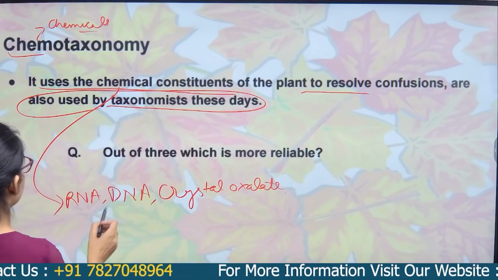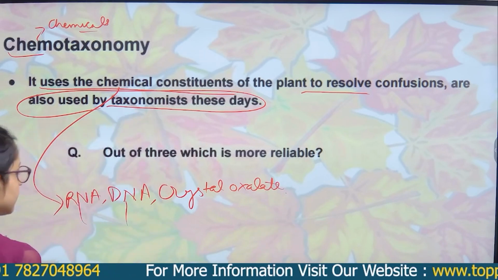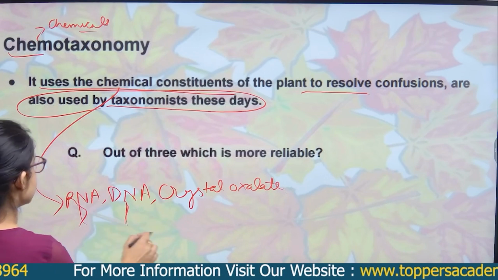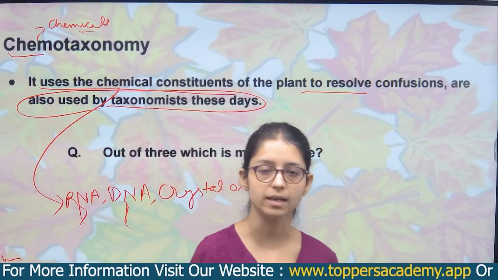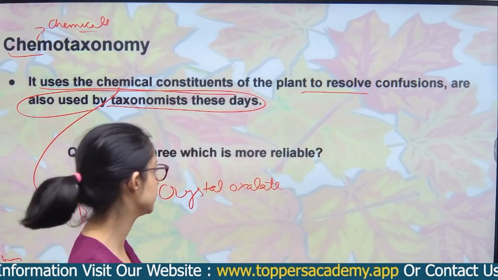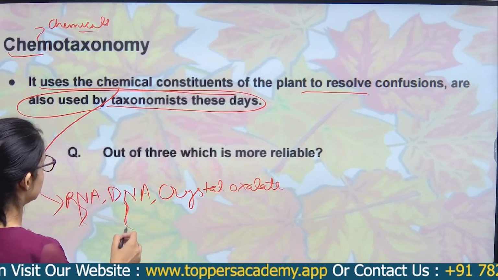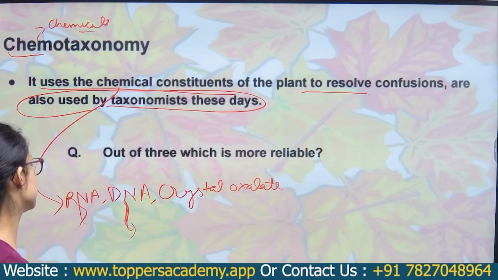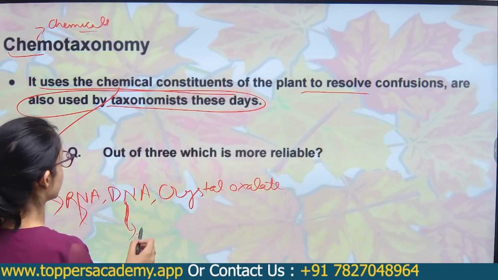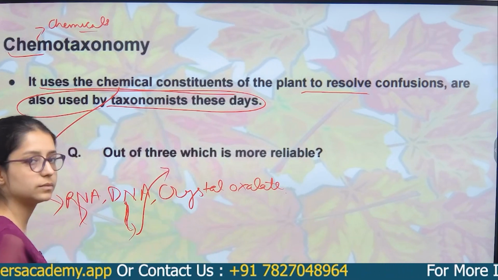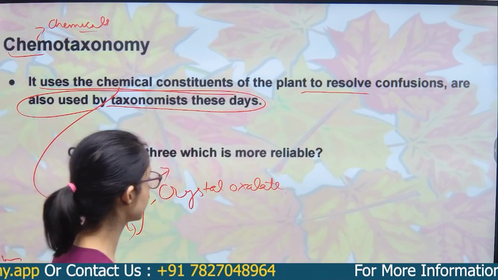So DNA or RNA, you can say DNA is the genetic material of the plant cell or animal cell. So DNA is the genetic material of the plant cell, so it is more reliable in the genetic system of classification.